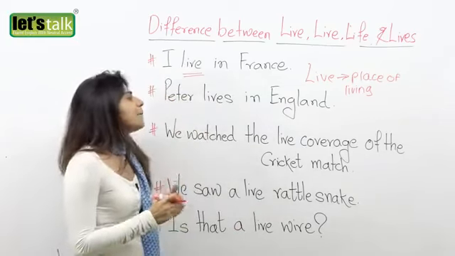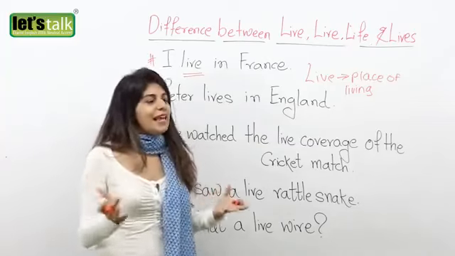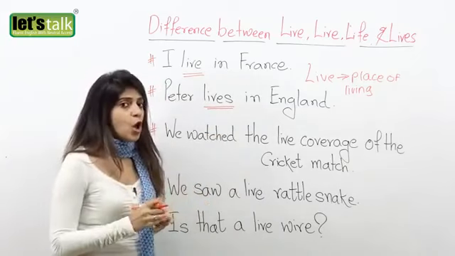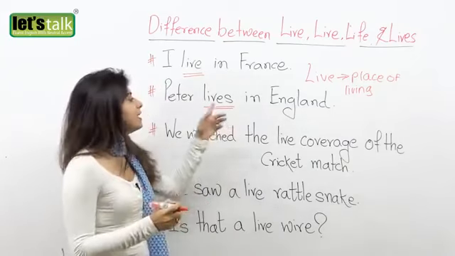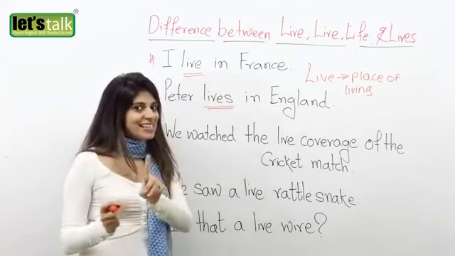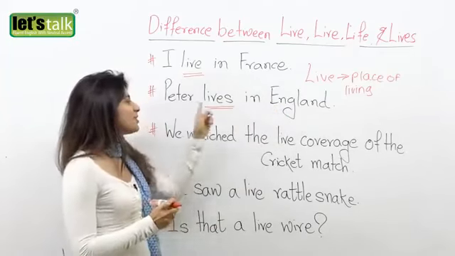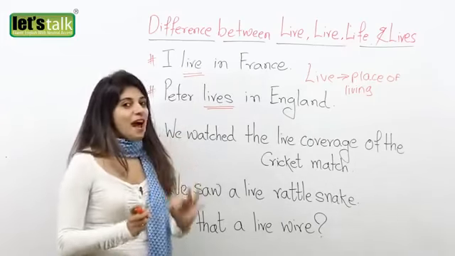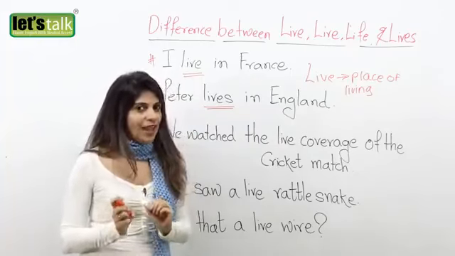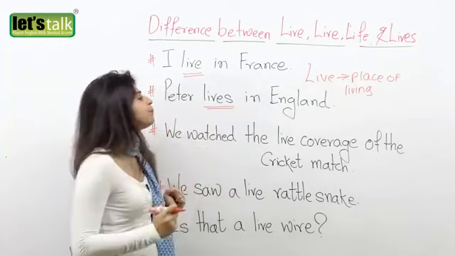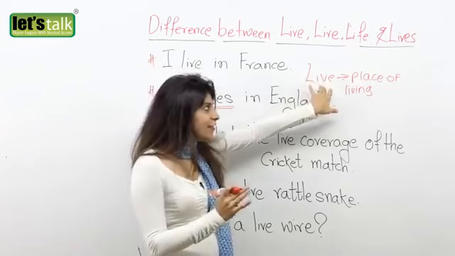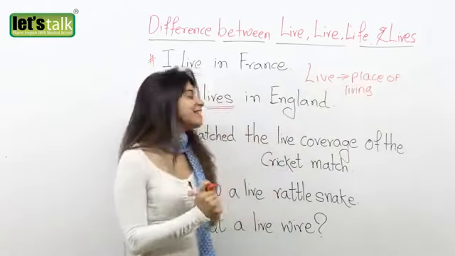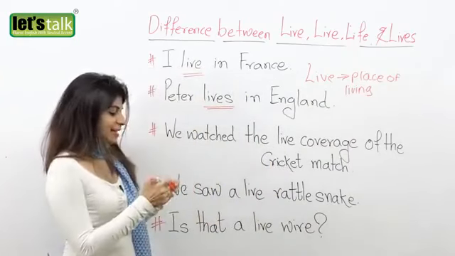Another one here is Peter lives in England. So again, I am talking about Peter, whose place of living is England. And that's exactly the reason why I have used the word L-I-V-E-S, which is pronounced as lives. Okay? So hope you got this clear. So again, the word live, okay? Place of living. Right?